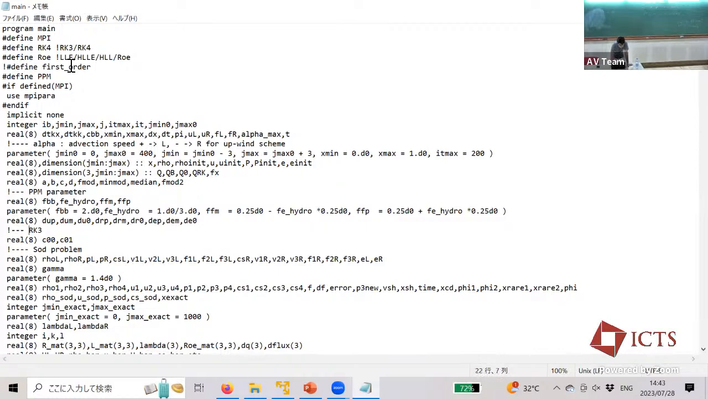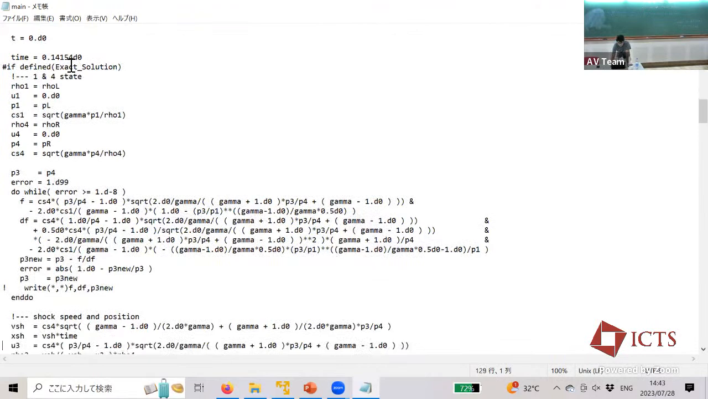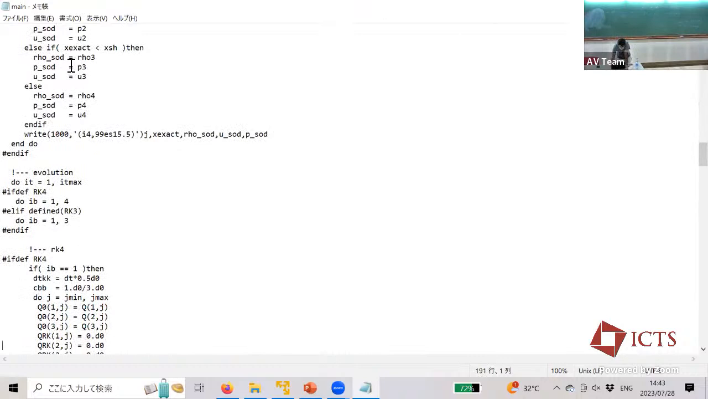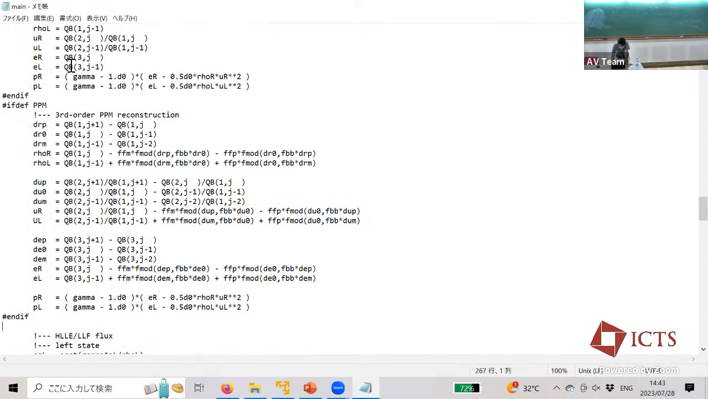And if the reconstruction is not first order but the PPM scheme, where is it, here? You reconstruct the left and R states. But now you are going to use more information in the i minus two direction and i plus one direction to take into account the gradient, or the profile, for a smooth case.